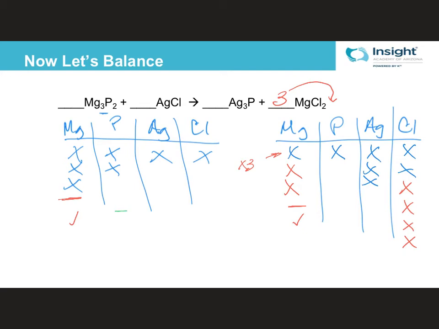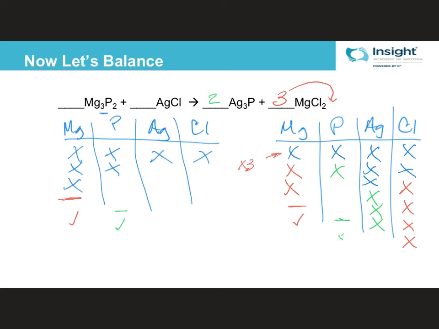All right, magnesium's balanced. Let's look at phosphorus next. All right, I've got 2 here, got 1 here. So for me, I'm gonna put a 2 out front here. That will double my phosphorus, but that's also going to double my silvers, so now I have 6 silvers. So those are balanced.